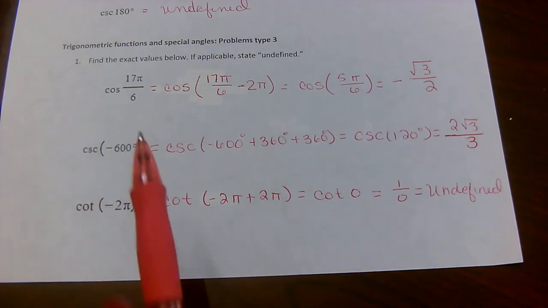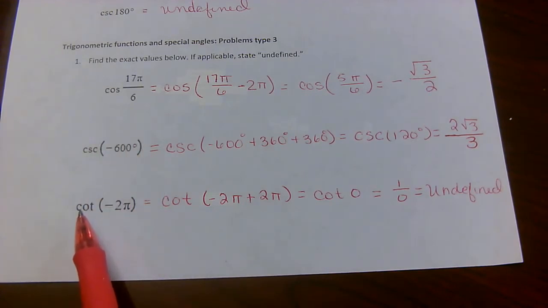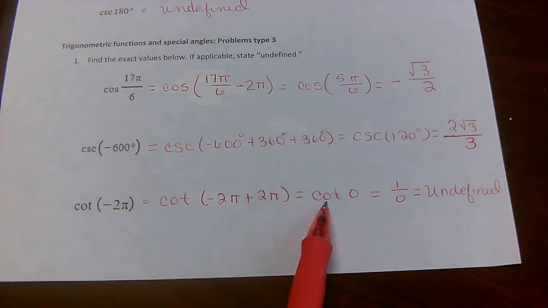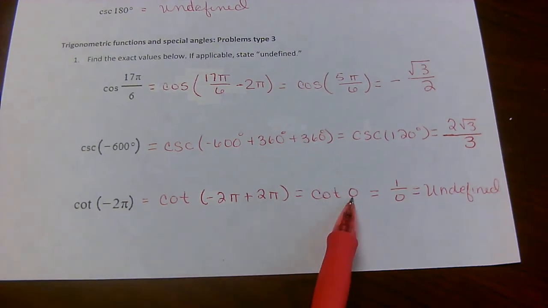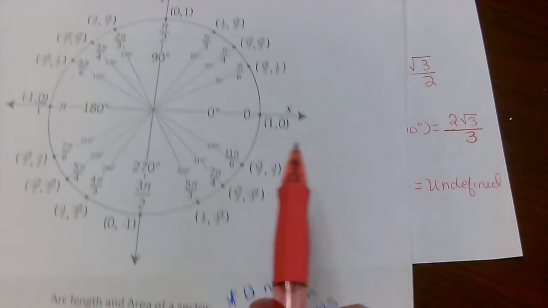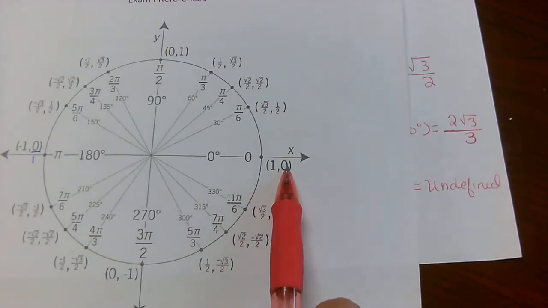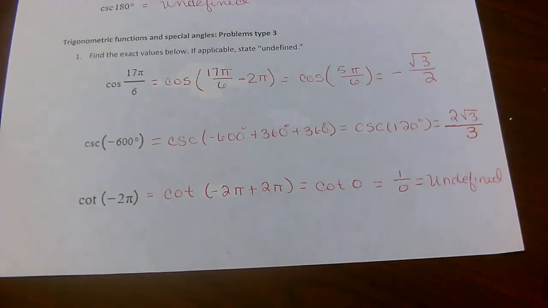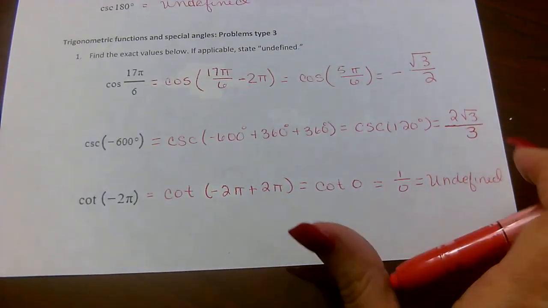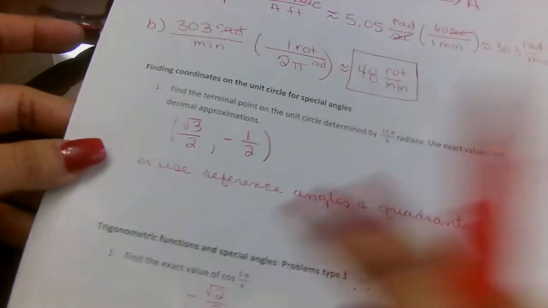Okay. On this one, it's going to be cotangent of negative 2 pi. You're going to add 2 pi, so it's saying cotangent of 0. Cotangent is going to be your x over your y. So we have 1 over 0, which is undefined. Anytime you have a 0 in the denominator, it is undefined. Okay, next problem.